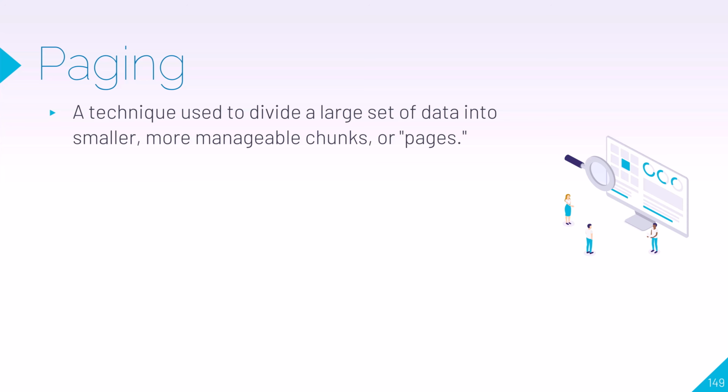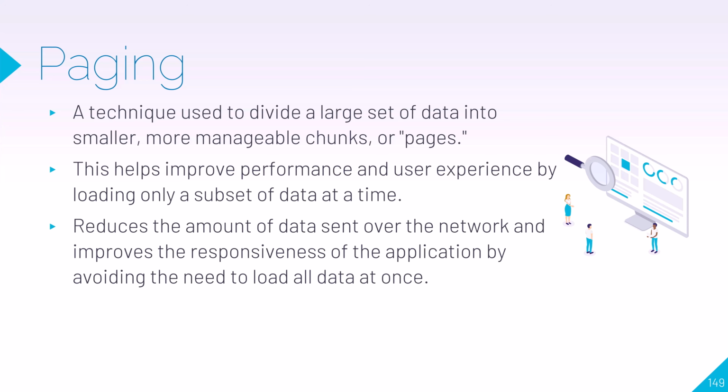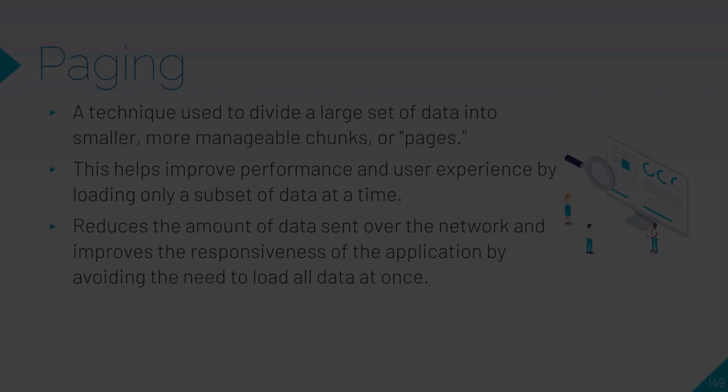So, can you imagine trying to load 10,000 records all at once? That's not very smart. So paging helps to improve performance and user experience by loading a subset at a time. This reduces the amount of data that is sent over the network, and it improves the responsiveness of the application by avoiding the need to load all of the data at once.